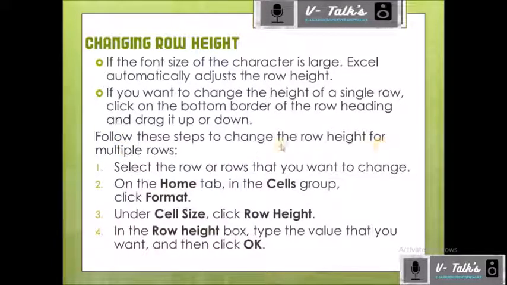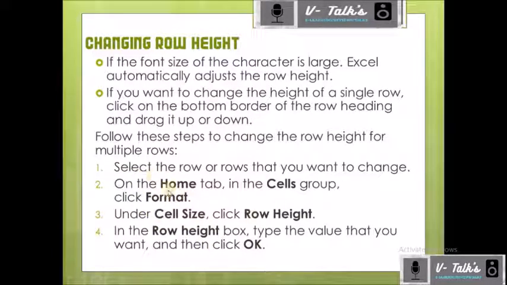Now follow these steps to change the row height for multiple rows. Multiple rows means more than one row. Select multiple rows and change the height. So select the row or rows that you want to change. On the home tab in the cells group, click format. Under cell size, click row height. In the row height box, type the value that you want and then click OK. So these are the steps we need to follow. We'll just check the example for that.